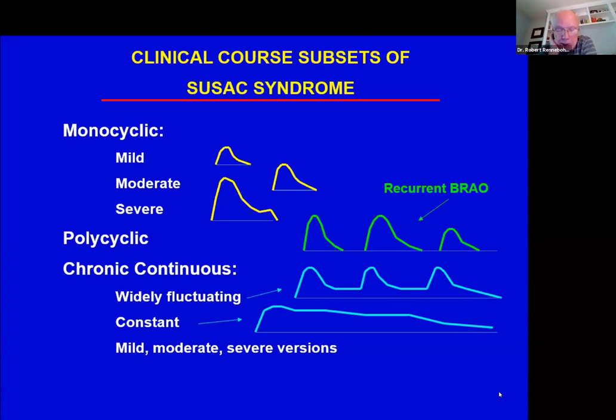Other patients experience a chronic continuous course, primarily involving the brain, meaning that their immune system continually makes the Susac mistake at a mild, moderate, or severe or fluctuating level of intensity for more than 2 years, often for 3 to 6 years, sometimes much longer, even up to 10 years or longer. I should add that in an individual patient, the brain involvement may follow a monocyclic course, while the retinal involvement follows a polycyclic course.